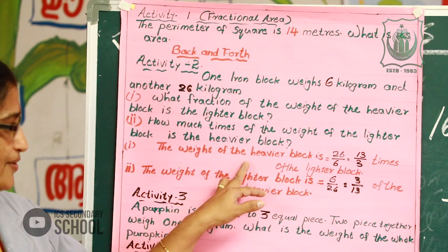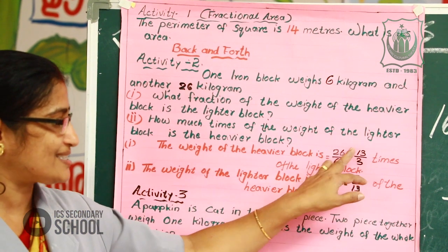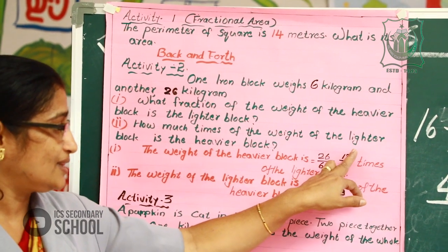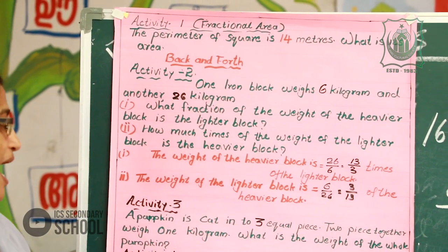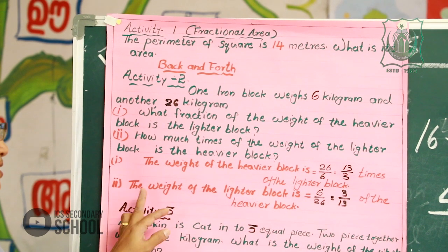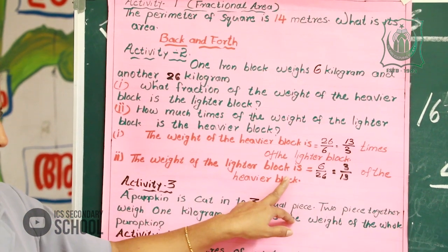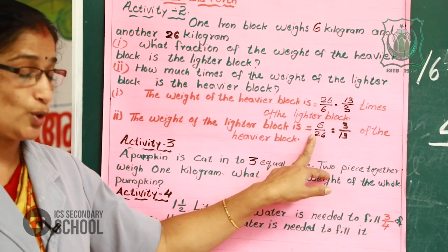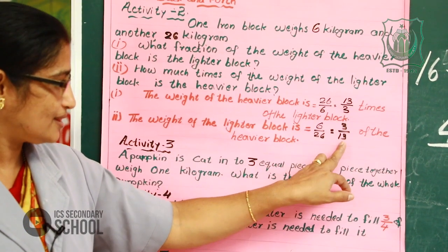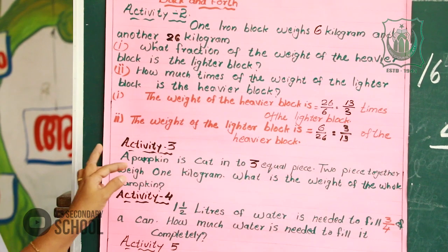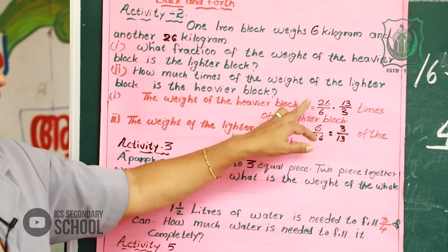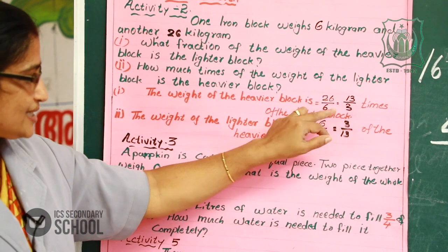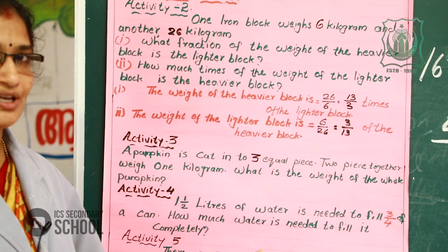The weight of the heavier block is 26 divided by 6, which is 13 by 3 times the lighter block. The weight of the lighter block is 6 divided by 26, which is 3 by 13. It's the reciprocal method: heavier is 26 and lighter is 6, interchanging.